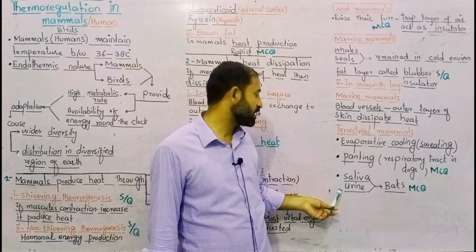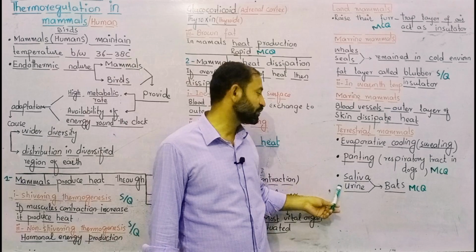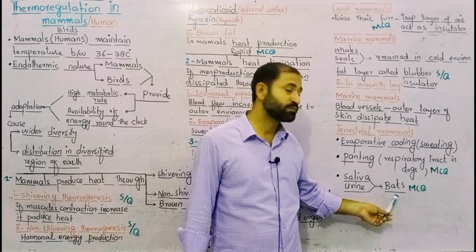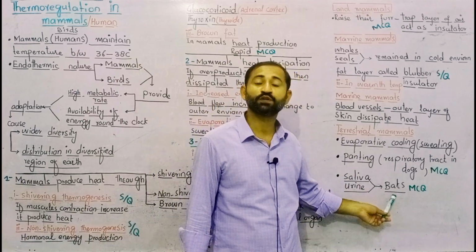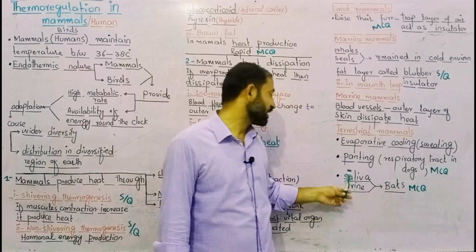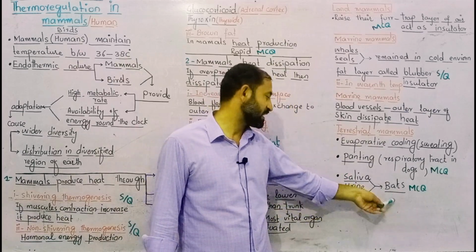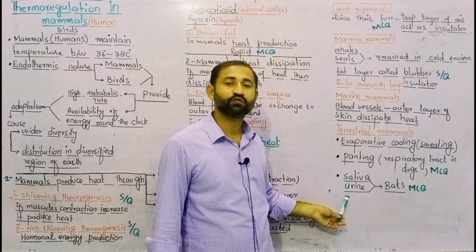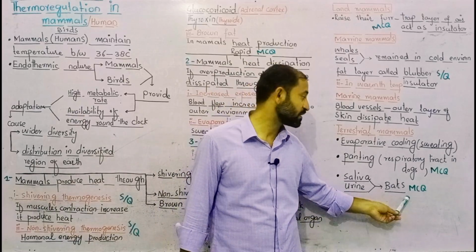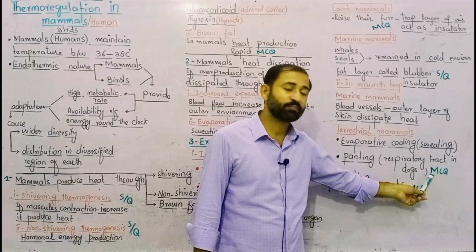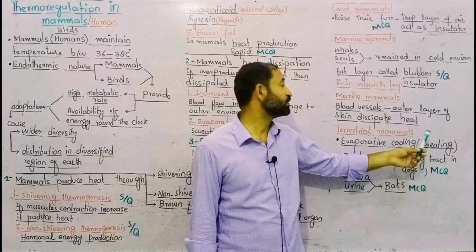Next one is saliva and urine. Saliva and urine are used by bats as a tool to release their body heat. In bats, saliva and urine are a source of heat dissipation. This one is also an MCQ. Panting in dogs is also an MCQ.